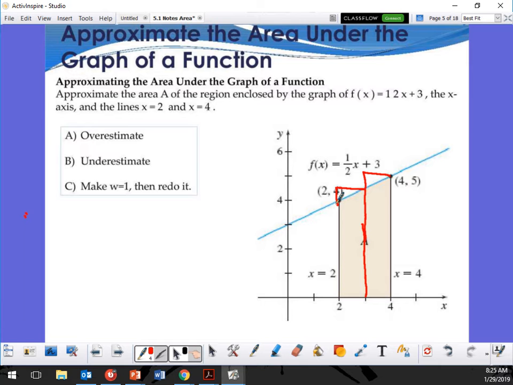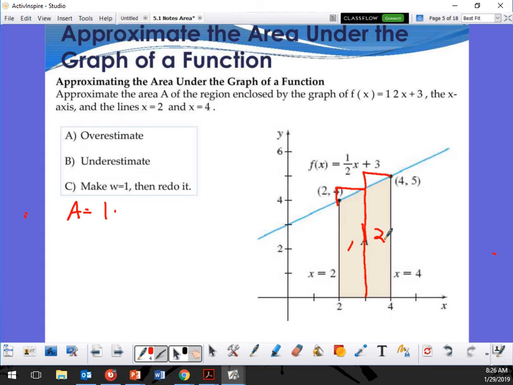So I have 2 boxes here now, right? Or 2 rectangles. With those 2 rectangles, we're going to have 2 areas that I'm going to add together. So my area is going to be equal to, what is going to be my width now? 1. So it's 1 times, here's part 1 and here's part 2. Okay?